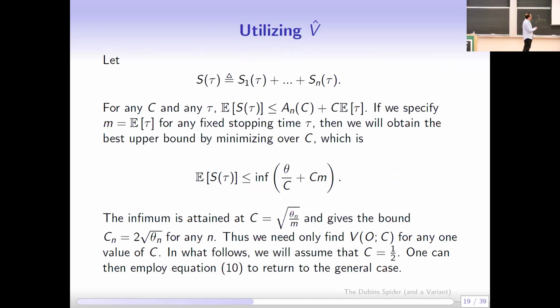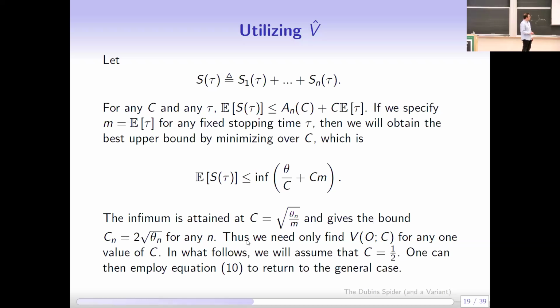So going a little bit further, again, you define the supremum for any C and for any tau. You'll have the following inequality. You let M be the expected value of tau. You can minimize over C, and you get the following inequality. You want to know where the infimum is attained. Simple optimization problem. It's obtained at C equals root theta n over M. It gives this bound for any n. So Cn is 2 root n for any n.